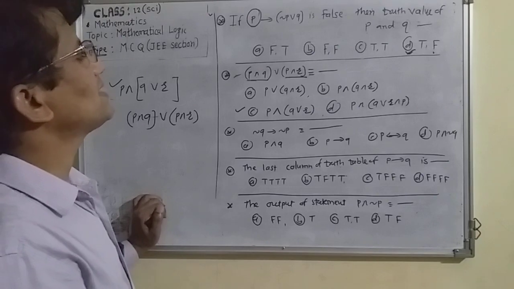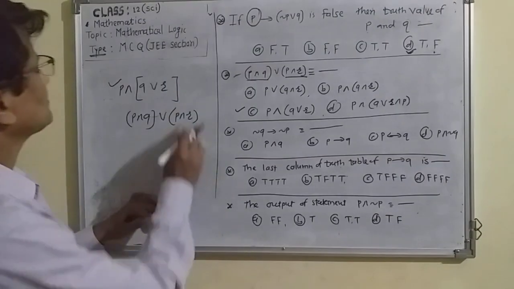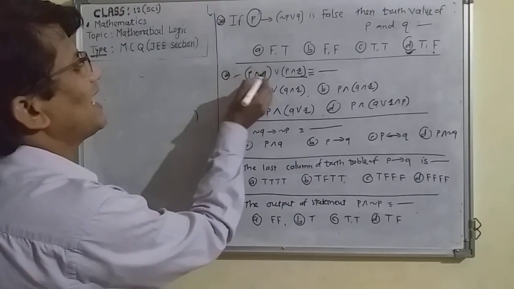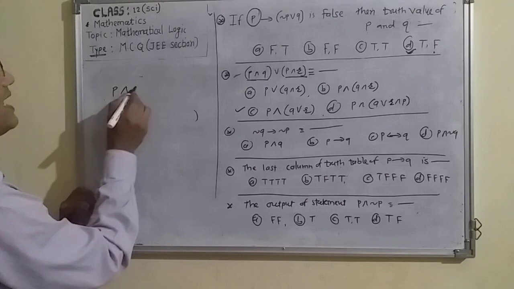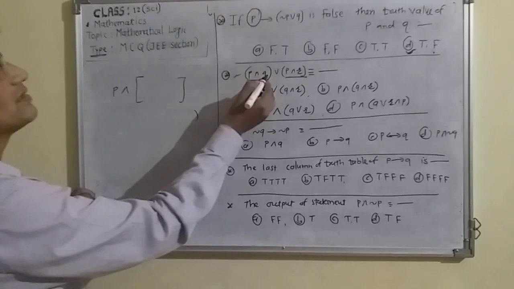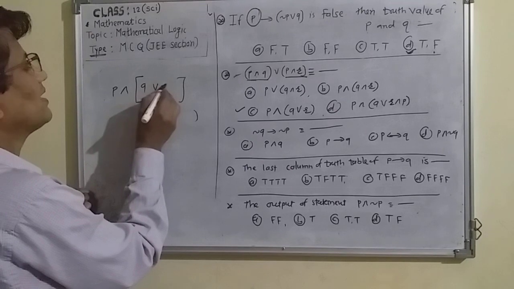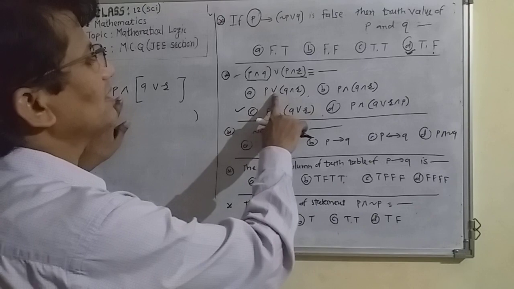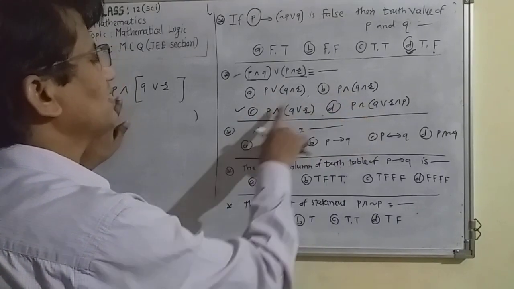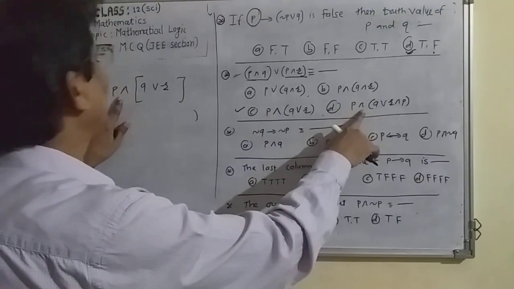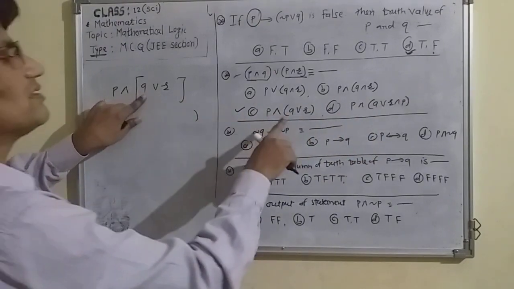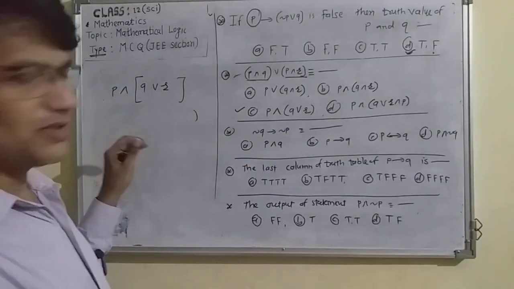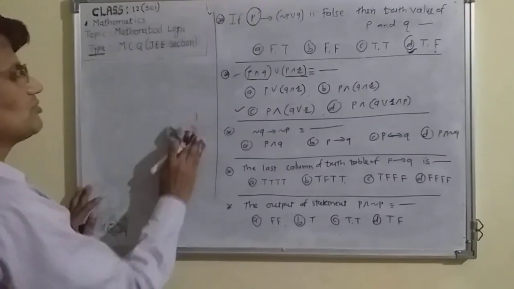Once again I am repeating this. What is the distributive law? Take P and common, and in the bracket will be Q or R. P and in the bracket Q or R. So the correct answer is C according to the distributive law. Okay. So the distributive law is very important.